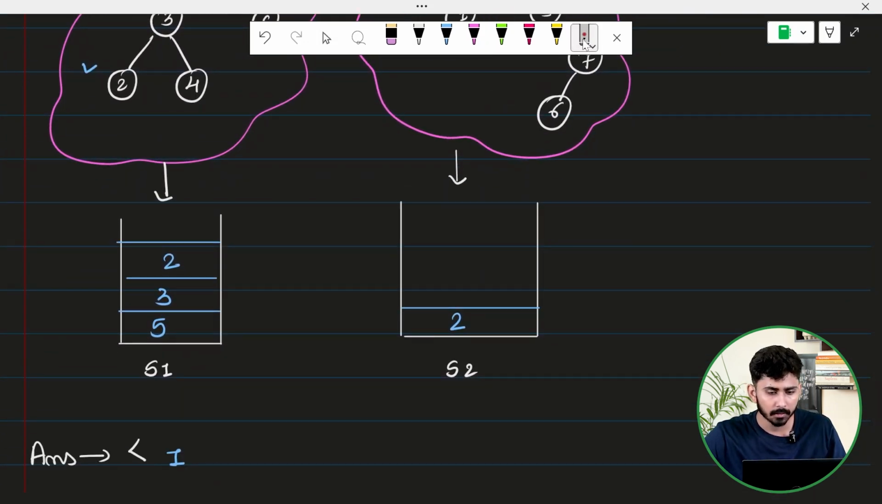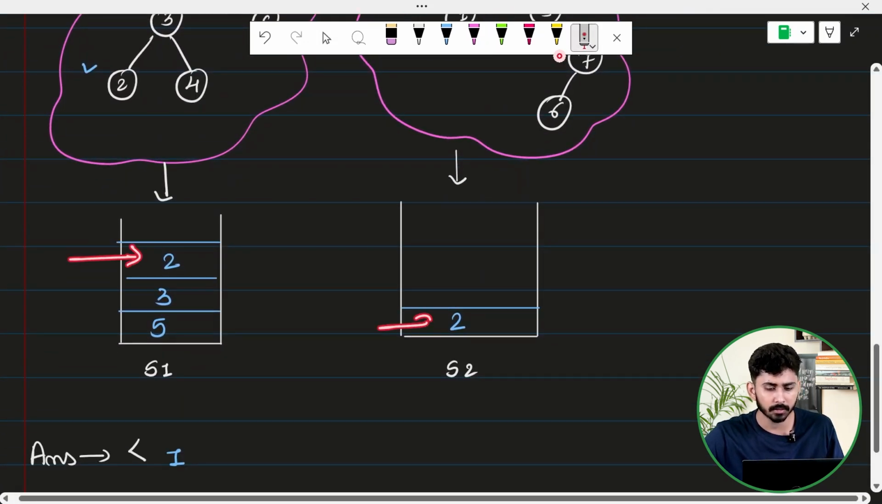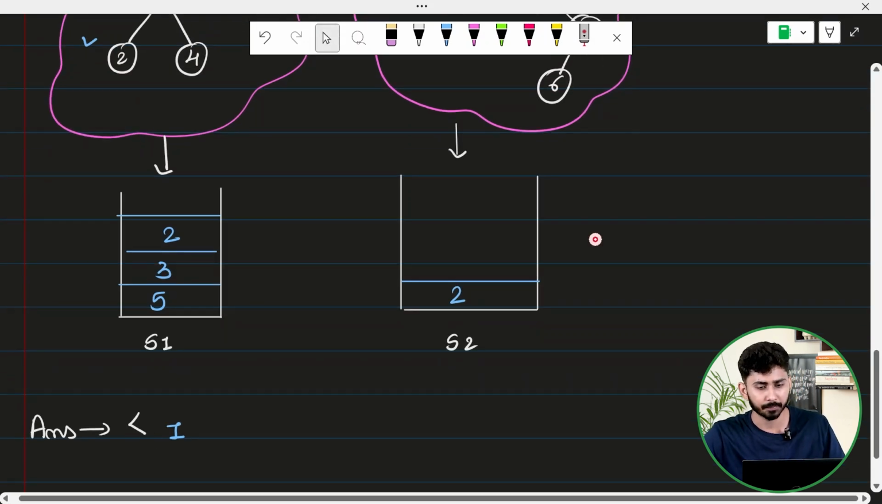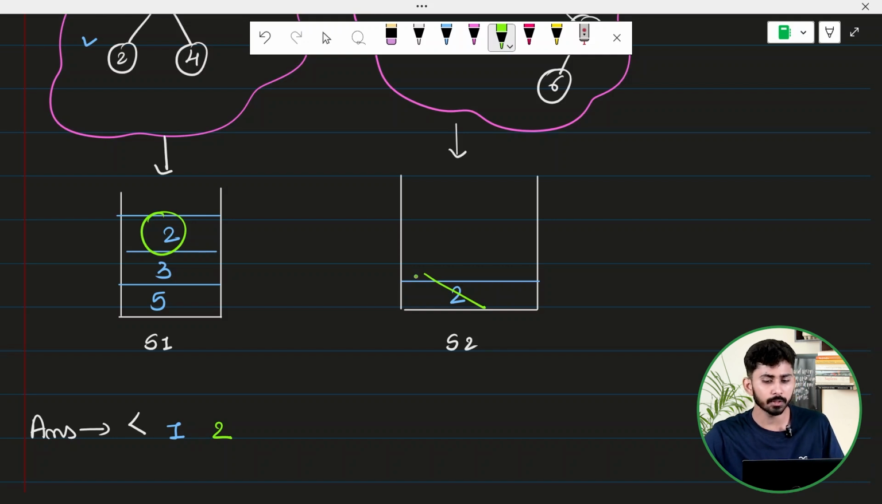Okay, so now again check the smallest node, 2 and 2. Which one is the smallest one? I can see both of them are the smallest one. So I will go one by one. First of all I'll remove this 2 and append it over here. So now let's see the impact. Then I will also come over here. I'll also remove this 2 because they are equal, right? So I'll remove this 2.